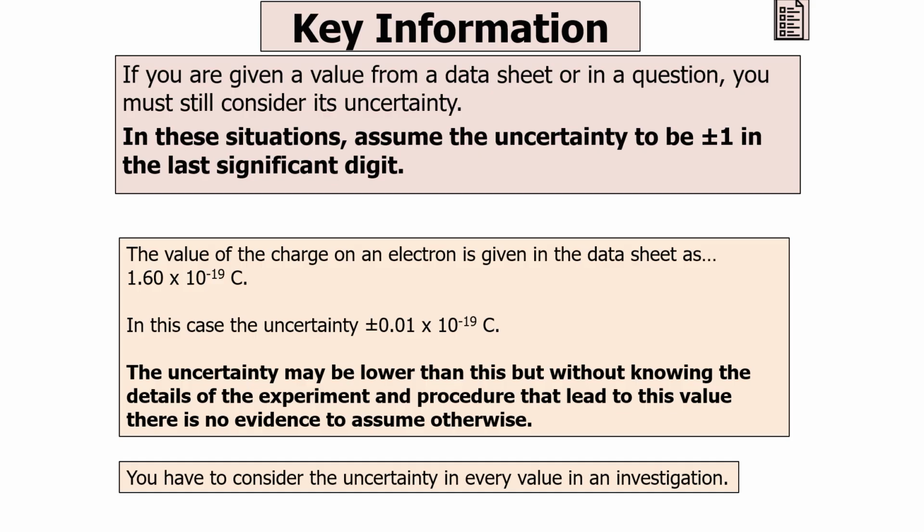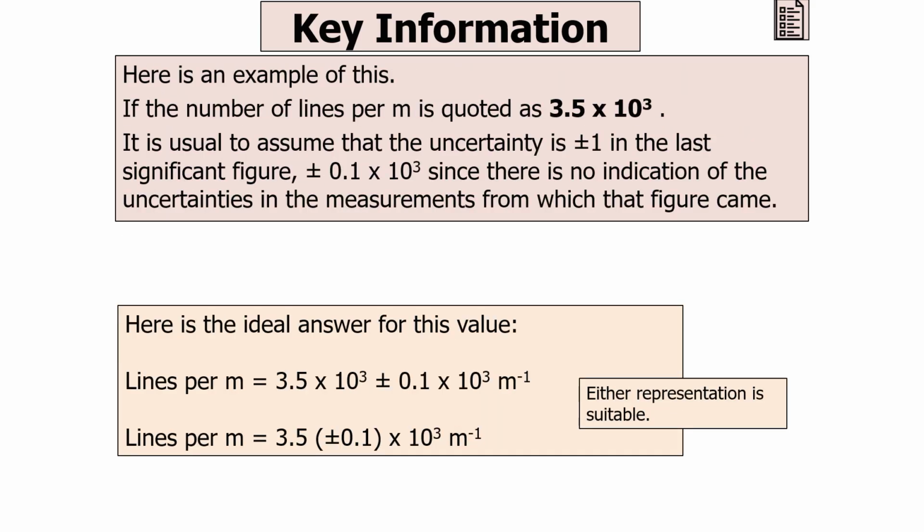So this allows you to consider the uncertainty in every value in the investigation. An example of this would be the following. If the number of lines per meter is quoted as 3.5 times 10 to the 3, it's usual to assume that the uncertainty is plus or minus 1 in the last significant figure. So it would be plus or minus 0.1 times 10 to the 3, since there's no indication of the uncertainties in the measurements from which the value came. So it would be 3.5 plus or minus 0.1 times 10 to the 3 per meter.